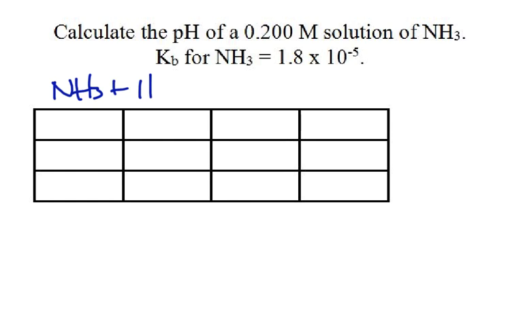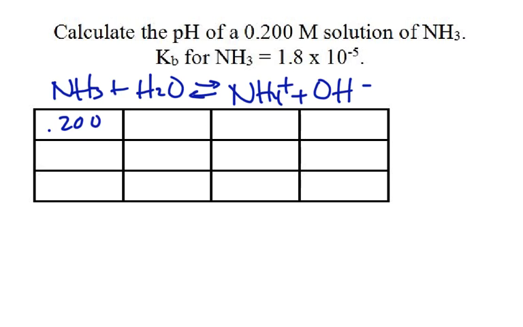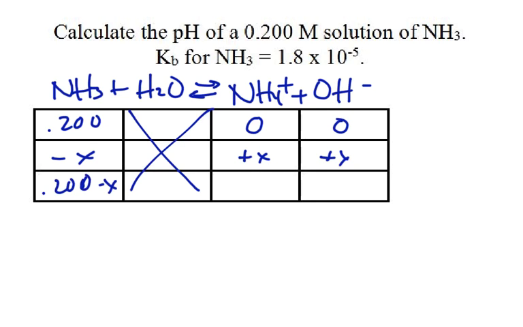And in this case, we have to put in some water because NH3 is a proton acceptor, and we need a molecule for it to accept a proton from. So it becomes NH4 plus and OH minus. Our initial value is 0.2. Again, we don't care about these values. 0 and 0, minus x, plus x, plus x. And this is 0.200 minus x, x, and x.